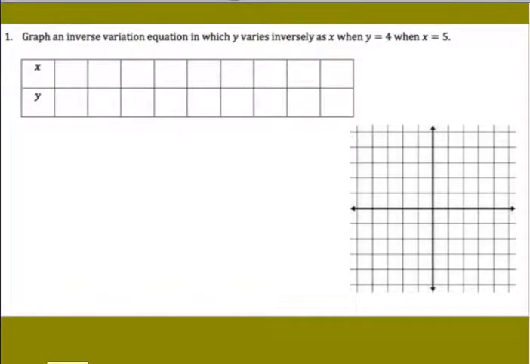Today we're going to be doing Unit 9, Quiz 1. So we're going to go over the things that you need to be aware of for that quiz review. So let's go ahead and take a look at the first problem. Now this one is talking about graphing inverse variation.